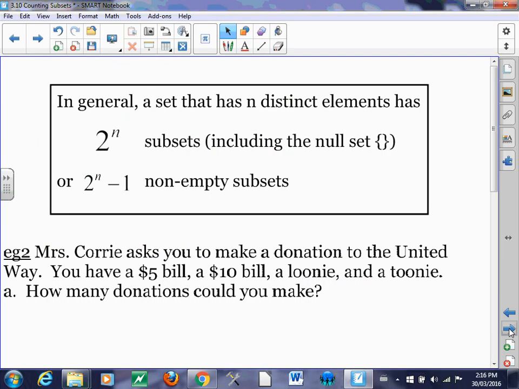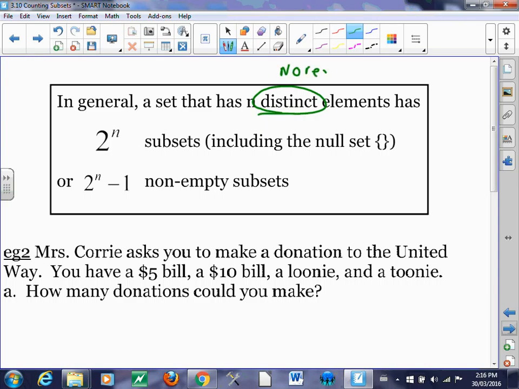So in general, a set has n distinct elements, and this means no repeats. I'm going to deal with that a little later. It has the following formula: 2 to the n, which is the same as the sum of the Pascal's triangle rows, including the null set. However, if it says you can't have a null set, or a non-empty subset, you just take the equation and subtract 1 from it.